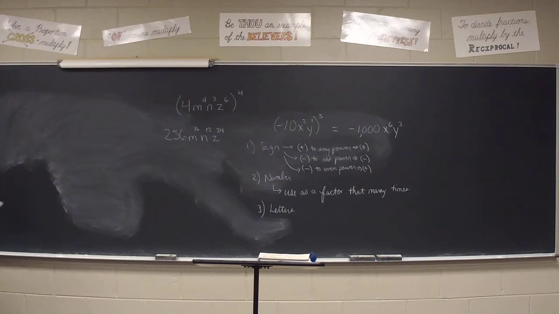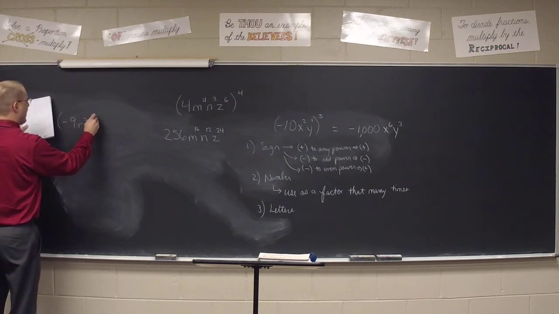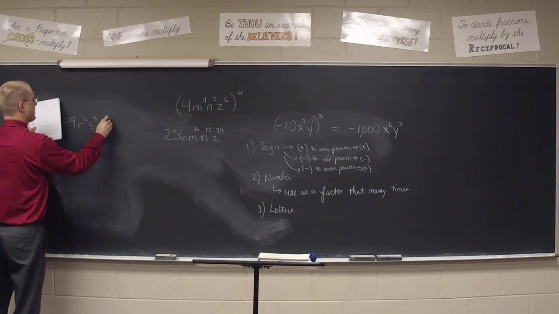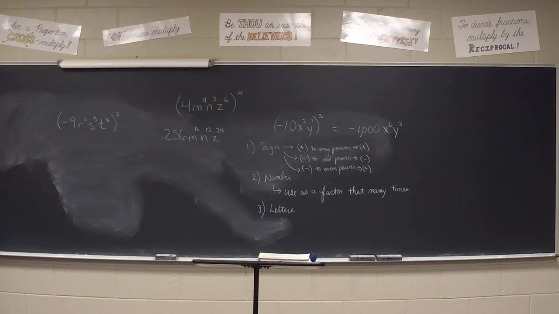All right, write this one down. Negative 9 r cubed, s to the 5th, t to the x, all squared. Oh, a literal exponent. An exponent that is a letter. Remember, literal always refers to letters in mathematics. We have a literal exponent here. Don't let that throw you off. You follow the steps. You aren't fazed by anything.